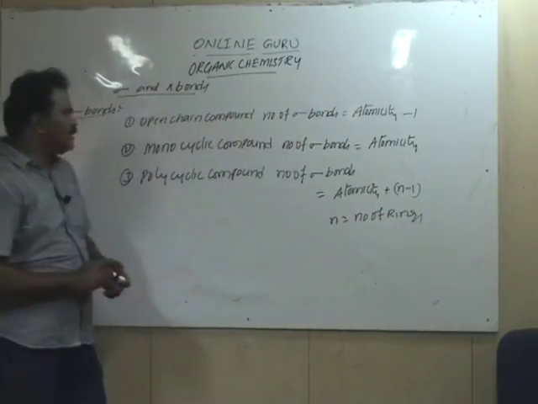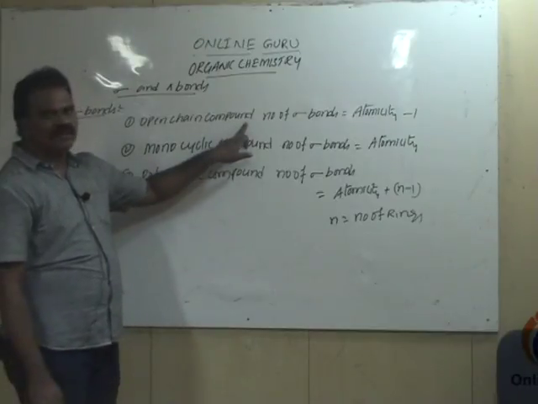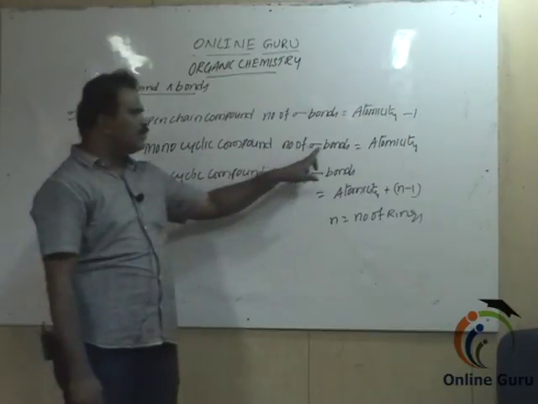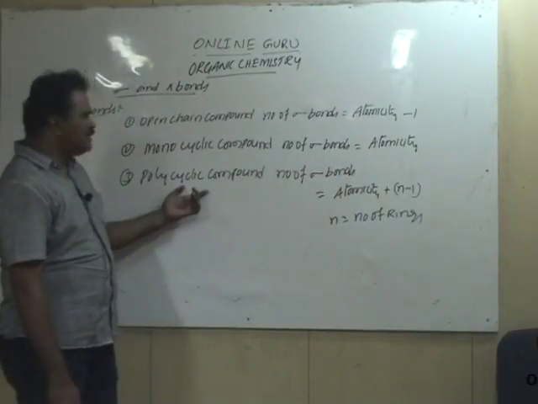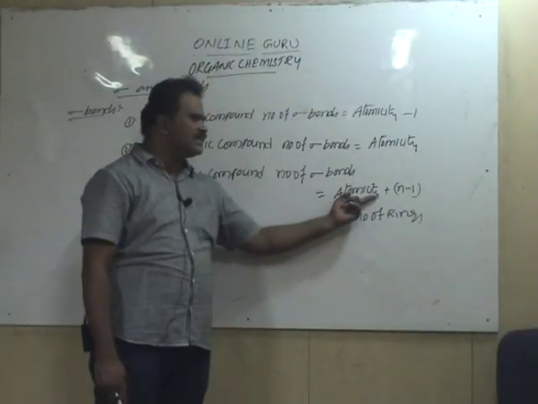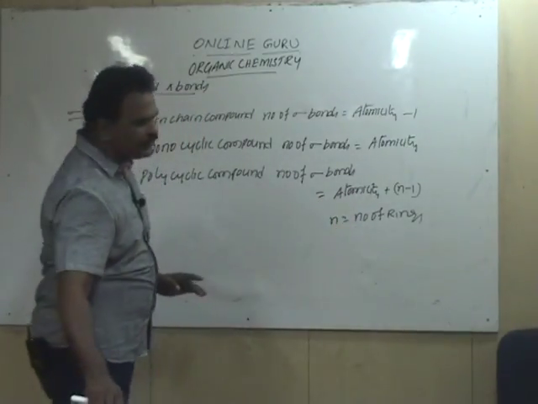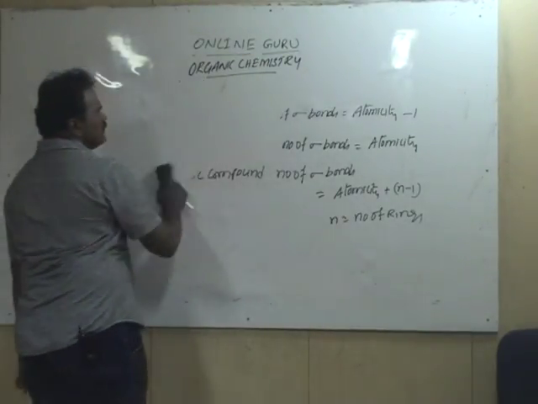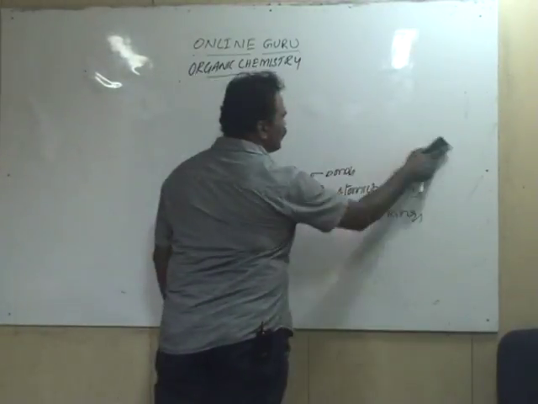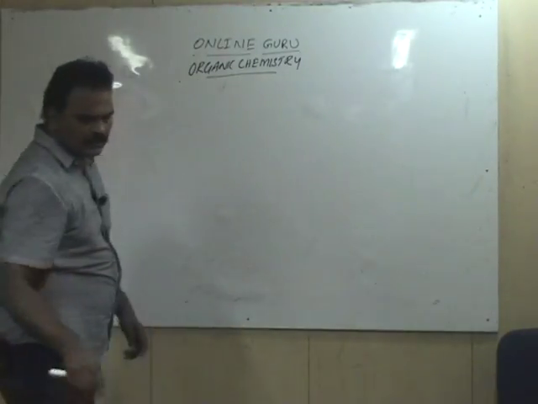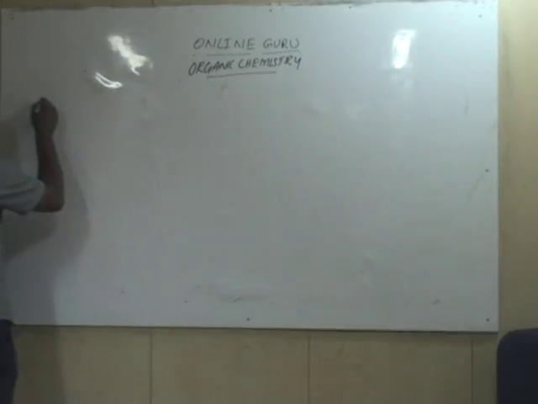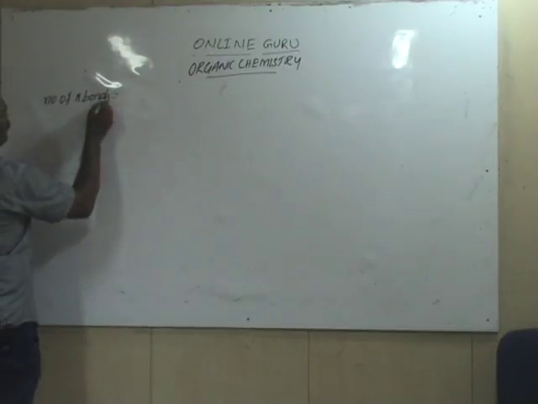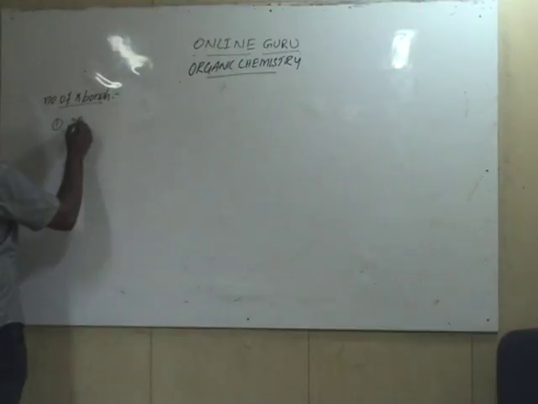So how can we calculate the number of sigma bonds in a compound? In an open chain compound, the number of sigma bonds equals atomicity minus 1. In a monocyclic compound, it equals atomicity. In a polycyclic compound, it equals atomicity plus n minus 1, where n equals the number of rings. Similarly, how can we find out the number of pi bonds in a given compound? First one, open chain compound.